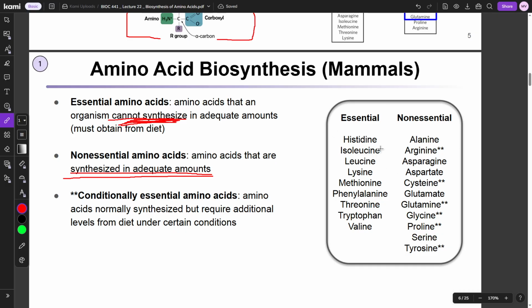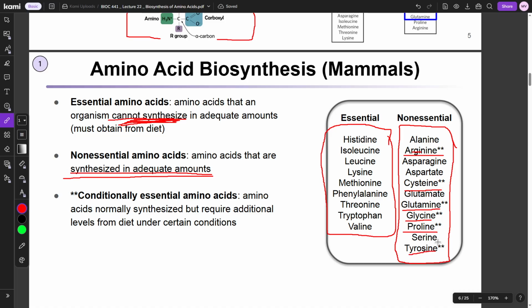So essential ones are these. These are all required to be obtained from outside sources. These are all things that you can make in the body. And then things like arginine, cysteine, glutamine, glycine, proline, and tyrosine are amino acids that you would ideally get more help from your diet.